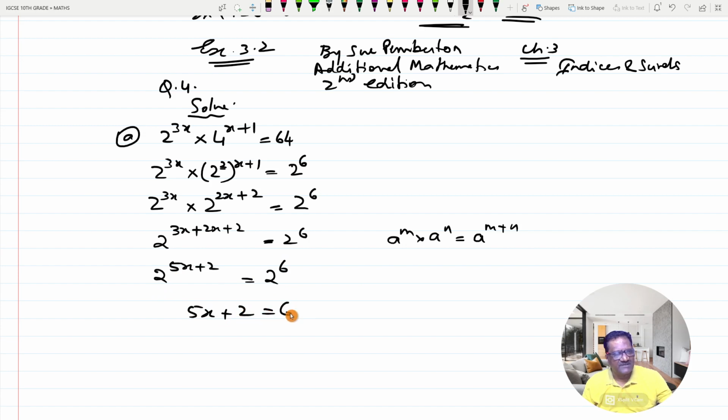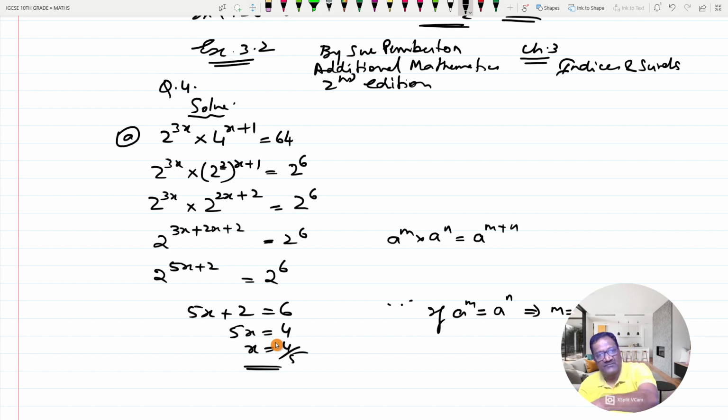The reason is, if a raised to m is equal to a raised to n, this implies that m is equal to n. So when the bases are equal, the powers can be equal. Now this will give me 5x equal to 6 minus 2 is 4, and x will be equal to 4 upon 5. So I'm getting the answer for x as 4 upon 5. So question number 4, sub question A, the answer is 4 upon 5.